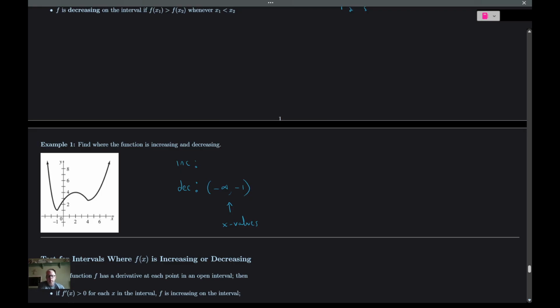So once we get to -1, then we are increasing until we get to the top here. So right there, we are at the top. That looks like it's at 2. So between -1 and 2, we are increasing.